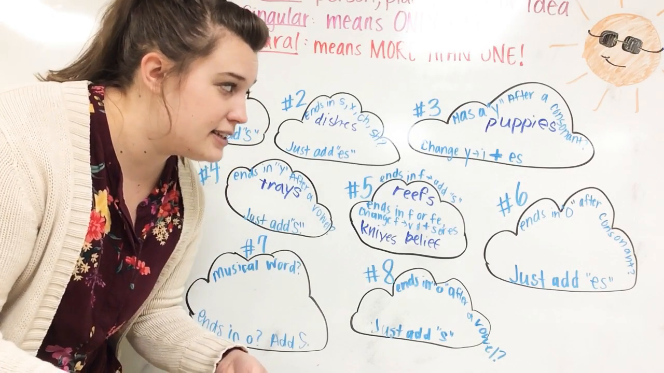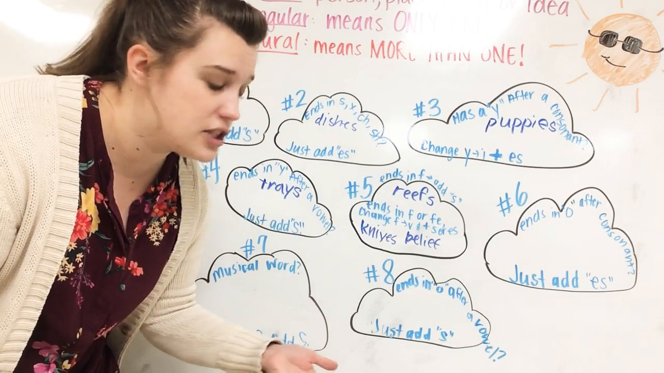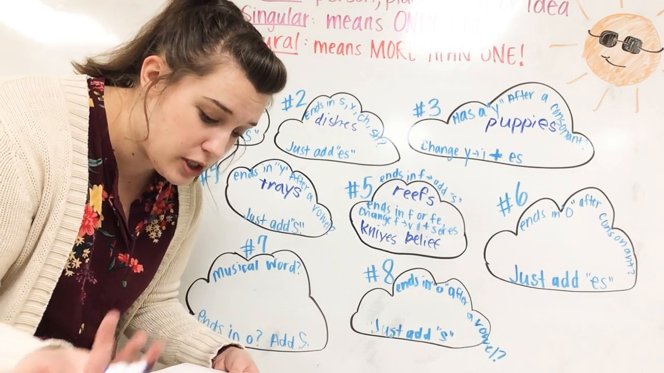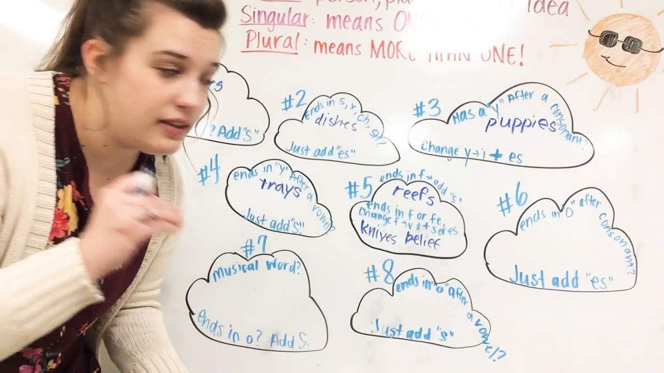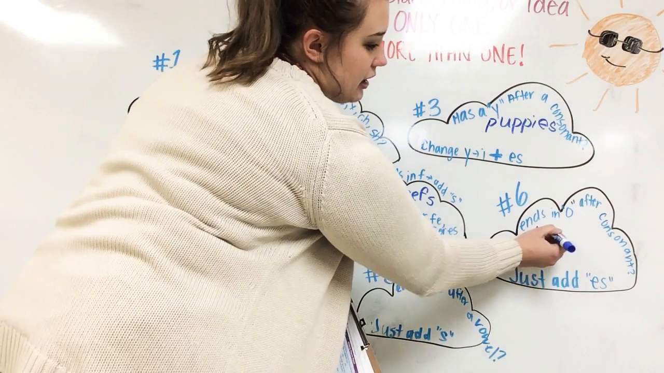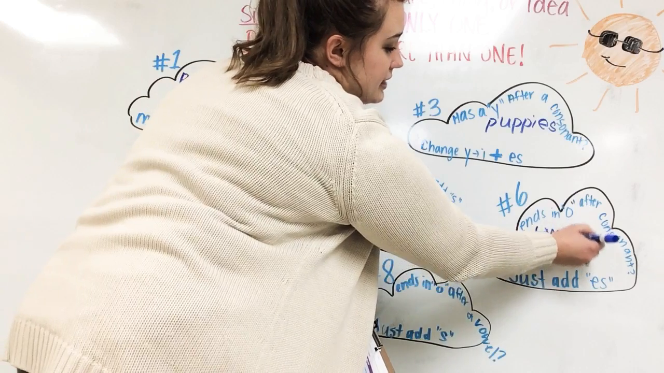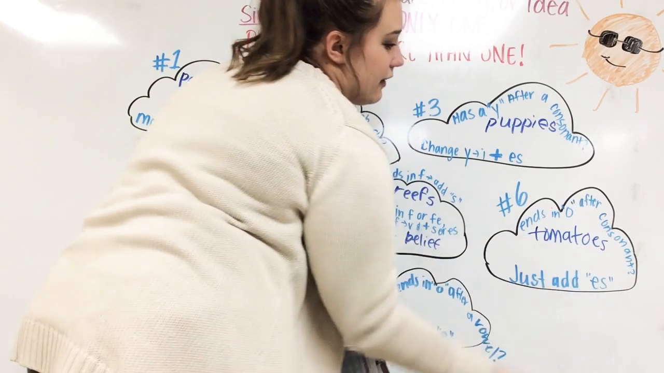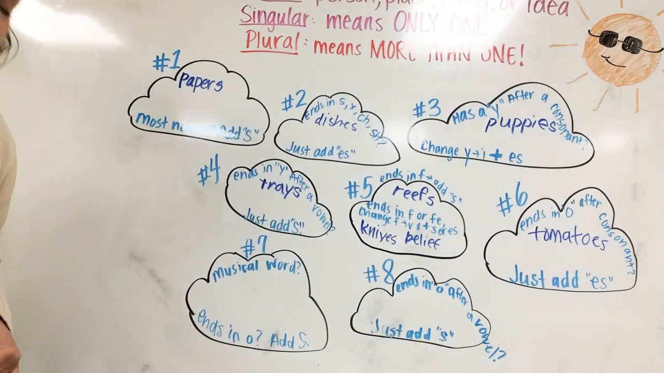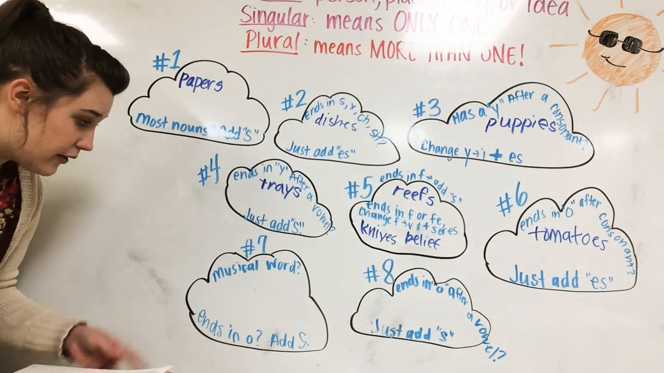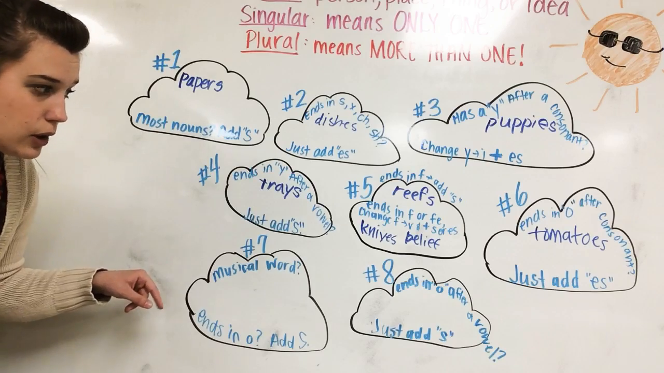Number 6, if it ends in an O after a consonant, you just add ES. So you had the word tomatoes on a spelling list before. That's a consonant, then the O, so it's just going to be TOMATOES, okay? Because consonant, O, you add your ES to that one. Now, when you move on to clue number 7, oh no, okay.